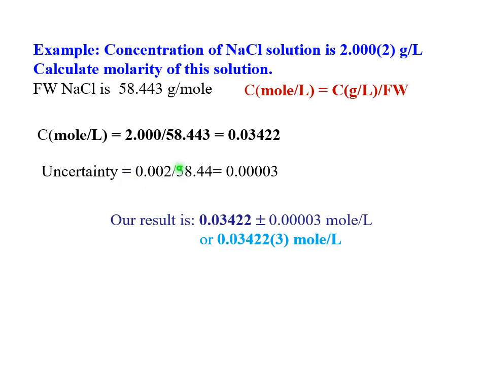Uncertainty is calculated exactly the same way. You take uncertainty of your starting result and calculate by formula weight. You have this number, and it's 3 in the last digit here. So our result is 0.03422 plus minus 0.403 mole per liter. Or you can write it more concisely in this fashion. 3 is deviation in this last digit.